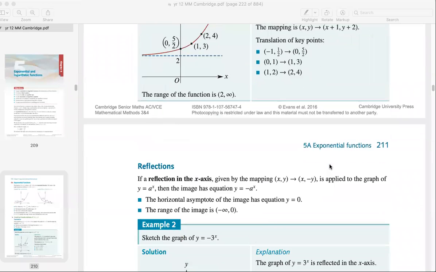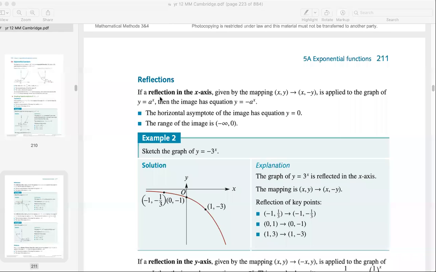Let's keep going. The reflection in the x-axis: x stays the same, but y becomes the negative, right? So in here, if you really don't know what the negative is going to do, we just plug in numbers. Before, with y equals 3 to the power of x, when x equals 0, my y is 1. But in here, when x equals 0, my y is negative 1. And again, we can plug in these kinds of numbers to give us the idea.